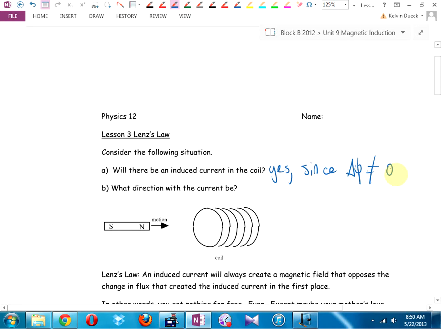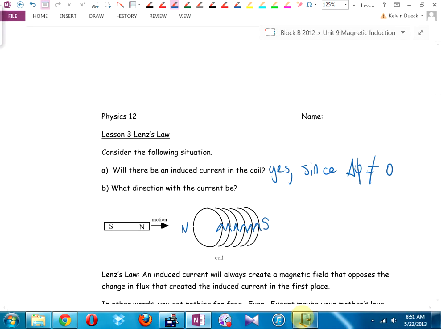What direction? Moving a north pole closer, what would oppose a north pole moving closer? A north pole right there, a south pole right there. Okay? Which means now I can point my thumb to the left, and it looks like the current, if I use my right-hand solenoid rule, would be flowing that way.